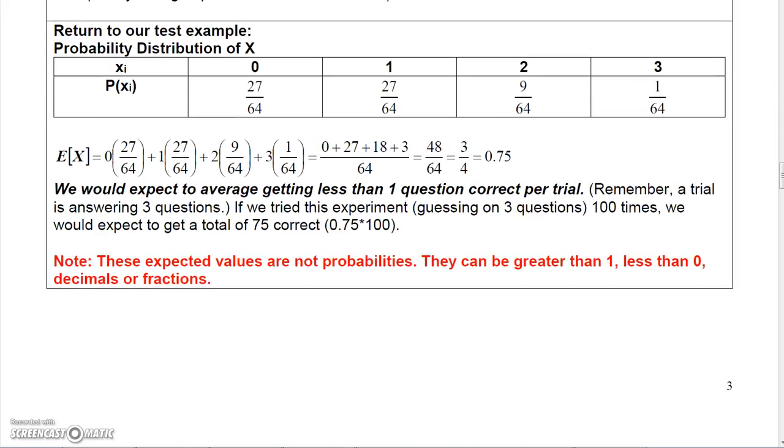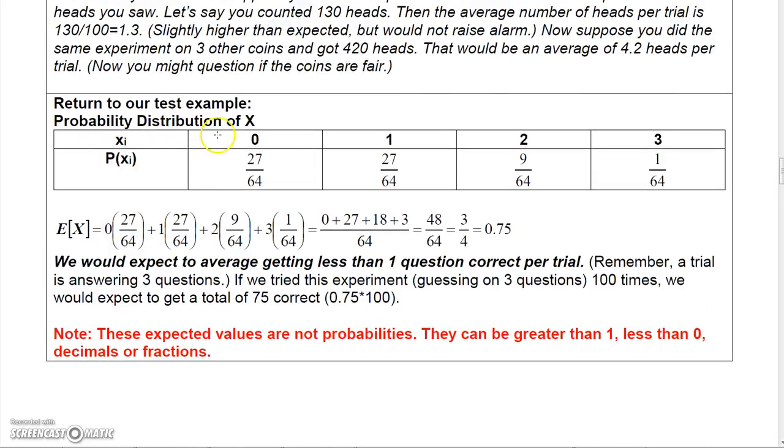Now go to our test example. This was the probability distribution for our quiz, or test, whatever you want to call it. So take 0 times 27/64, and then 1 times 27/64, then 2 times 9/64, then 3 times 1/64, add that up, and you get 48 out of 64.